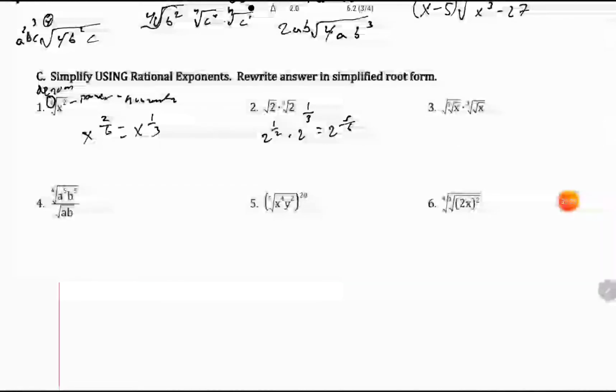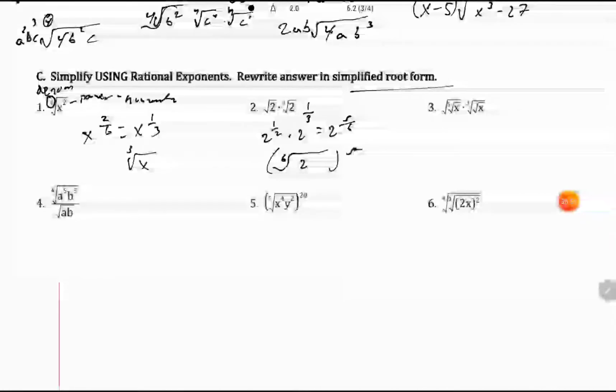Oh, okay. I did not read correctly. Simplified root form. That means it has a root. That means this is the cubed root of x. And then this is going to be the 6th root of 2 to the 5th. Yep. Oh, come on. The 5th root of the square root of x. What are you guys doing to me?